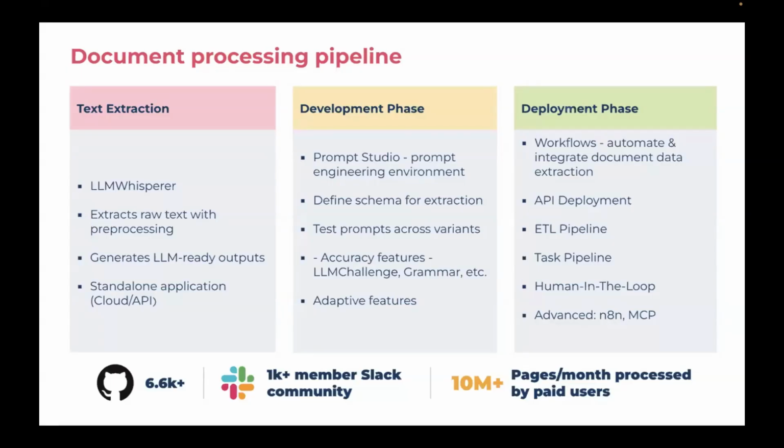And the third operation that you had to do in the development phase is to ensure the accuracy of the extraction output. For that, we had capabilities like LLM Challenge or grammar to ensure that your extracted output is correct. And these were the three key components of the development phase.